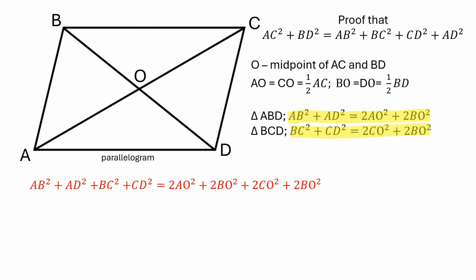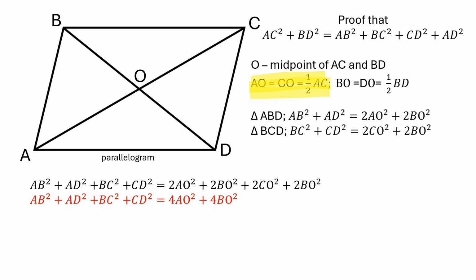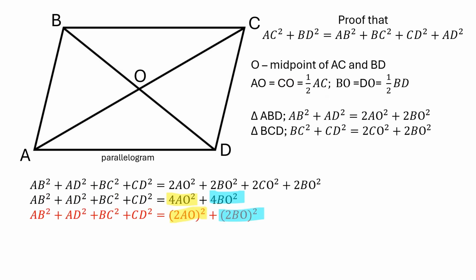Let's add these two expressions together. AO is equal to CO, 4 is equal to 2 squared, 2AO is equal to AC, and 2BO is equal to BD. And we just proved that the sum of the squares of the diagonals of a parallelogram is equal to the sum of the squares of its sides.